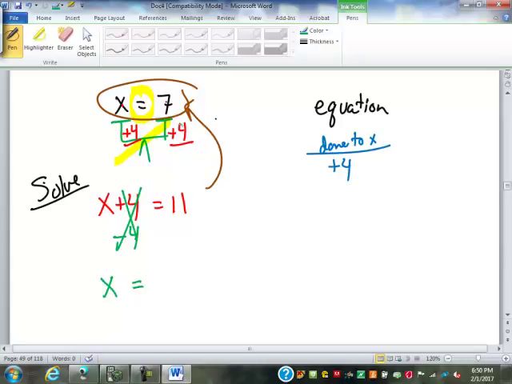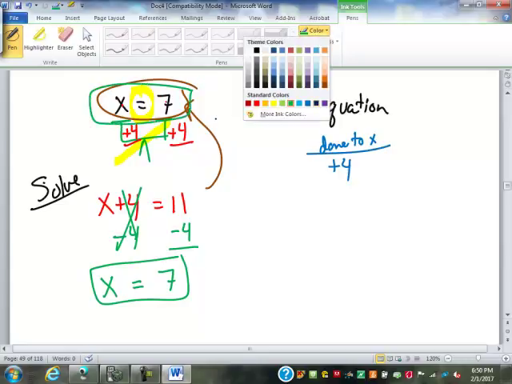Now, to keep the scale balanced, we have to do exactly the same thing on the other side. Subtract 4 from the other side. 11 minus 4 is 7. So x equals 7. It's right back where that equation started. So that's telling us that x has a value of 7.